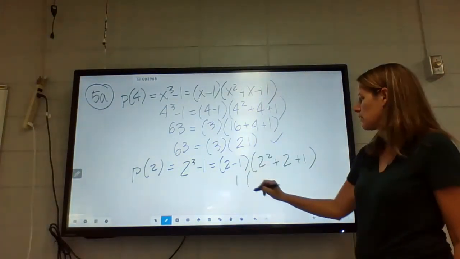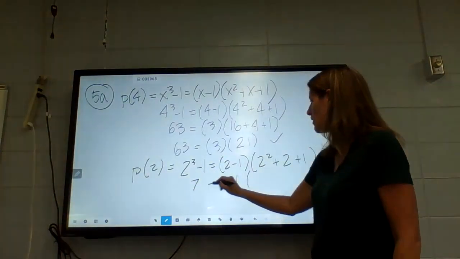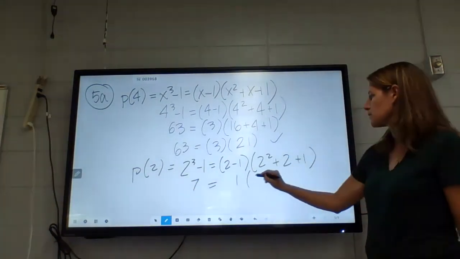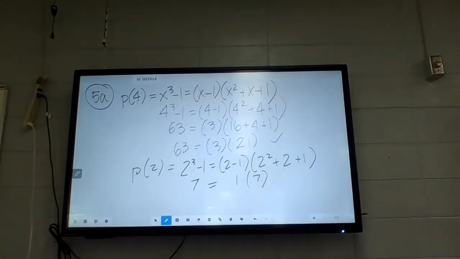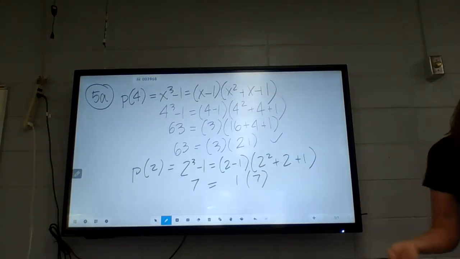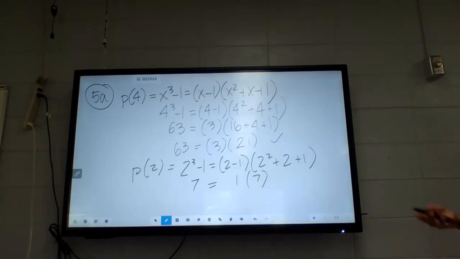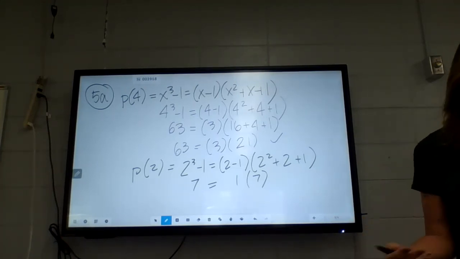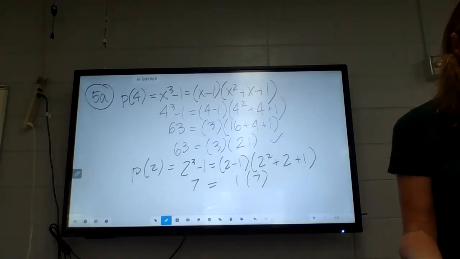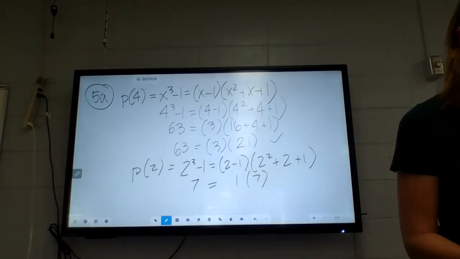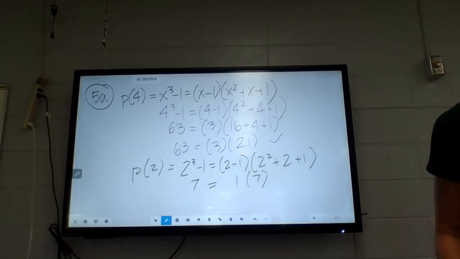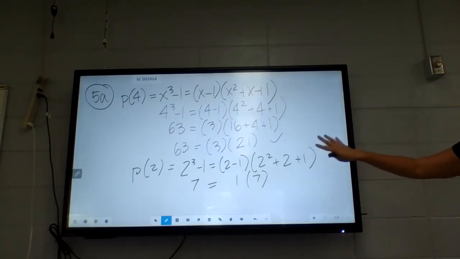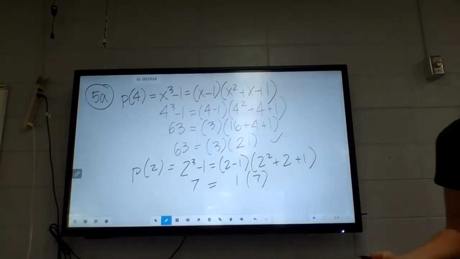So this is 8 minus 1, which is 7. This is 4 plus 2 plus 1, so 7. So 7 equals 7. So P of 2 also works. So if you did it that way, that's fine. What they wanted you truly to do is put the square root of A in. I don't know how that would be helpful in terms of checking to see if this works, because if you see it written that way, it's kind of a little bit of a mess. If you put the square root of A in, it just looks kind of like a messy equation.